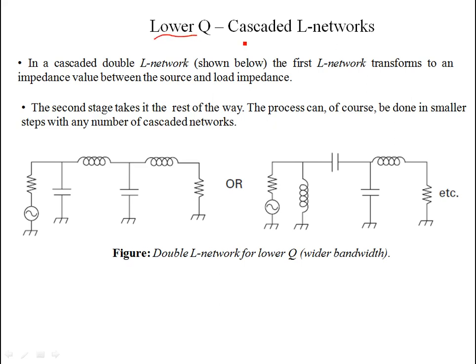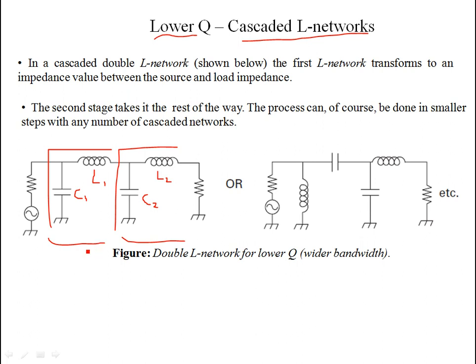Lower Q or cascaded L networks. Now, if you are looking for a wideband match, unlike the pi or T networks, you can cascade the L sections. For example, over here, you have this first L section of inductor and capacitor. Let's call this L1, C1, and then you have cascaded another L section, the same two-element L network, same topology. So L2, C2. Again, you have two passive reactive elements, but you are cascading two L sections over here.